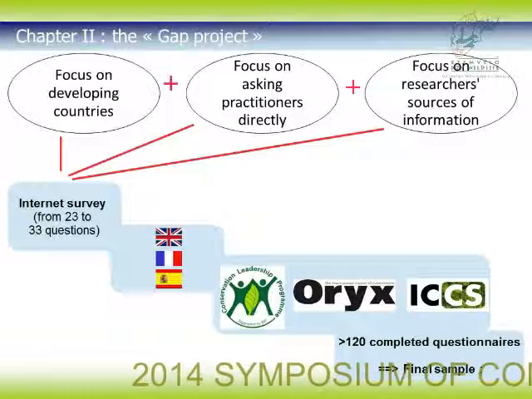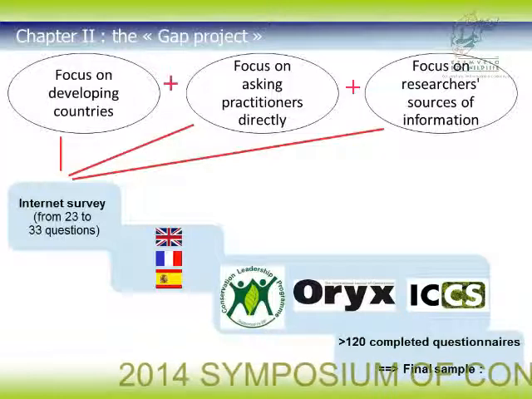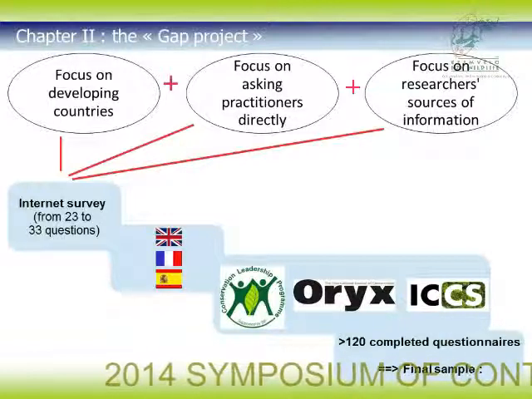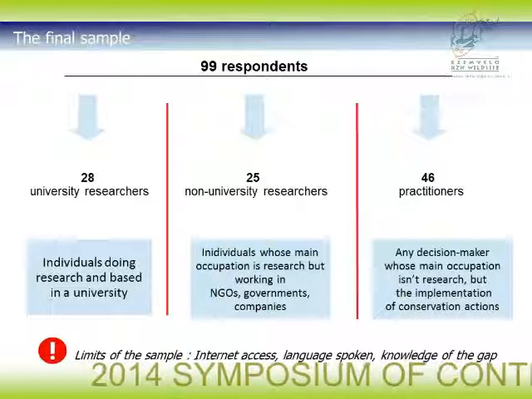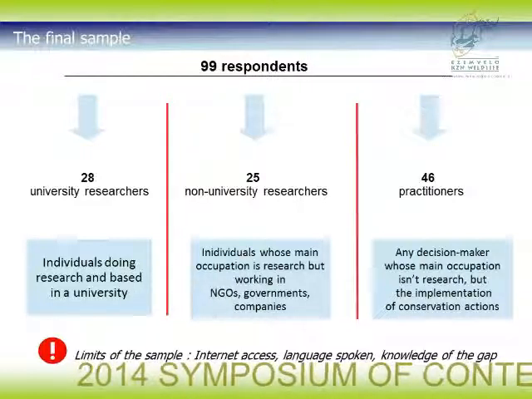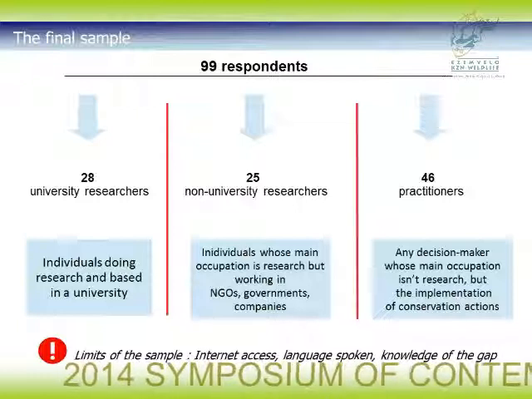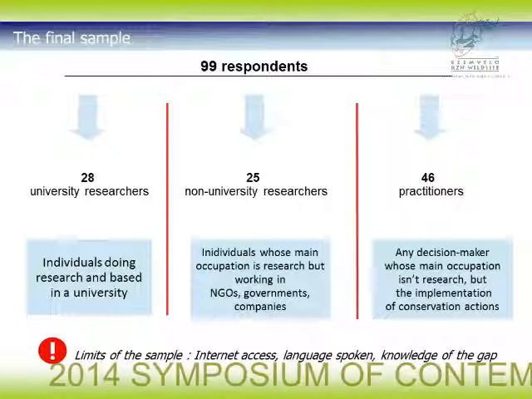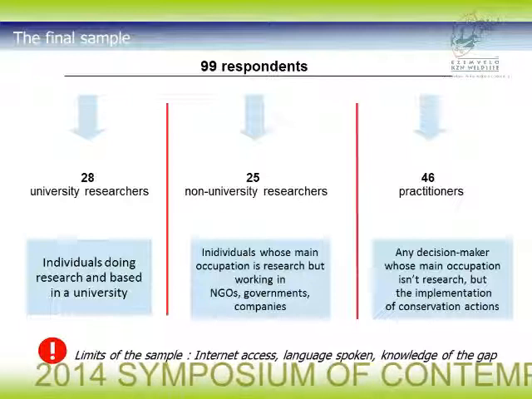I got a bit more than 200 people who started the questionnaire, but it was so long that I actually had 120 completed, which after removing people who were born in developed countries and then had been working in developing countries, so that kind of made the thing false. I got my final sample of 99 respondents that I subdivided into 28 university researchers, who are, weirdly enough, individuals based in university and doing research. Then non-university researchers, people whose main occupation is research but who are doing it in NGOs, government, companies. And then 46 practitioners. So that kind of asked the question of what a practitioner is. And in the reviewed literature, it is mainly defined as what it's not.